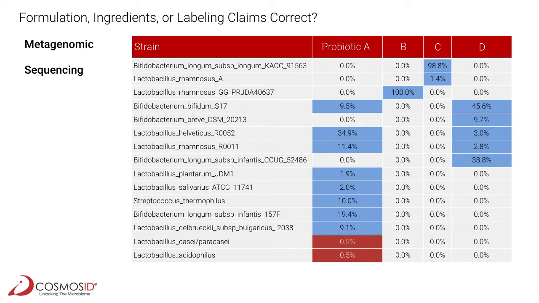This is an example of 4 different probiotics. On the left column, you see all the strains that were claimed by various labels to be part of the ingredients or the formulation. And in blue, you see which organisms should have been contained by each probiotic per label. And in fact, metagenomic sequencing is able to confirm these claims with extremely little noise.